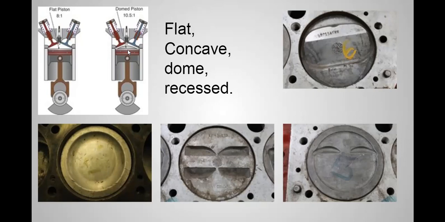Or you can go the other way. If you had a performance engine with a 10.5-to-1 compression ratio and you wanted to turbocharge it, one of the things you would do would be to convert it to flat top pistons.